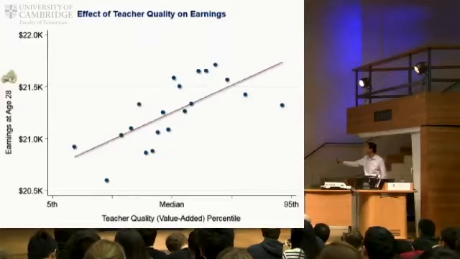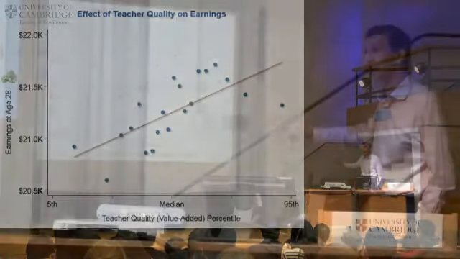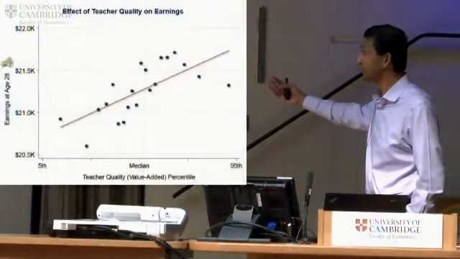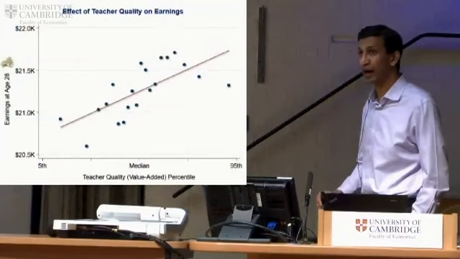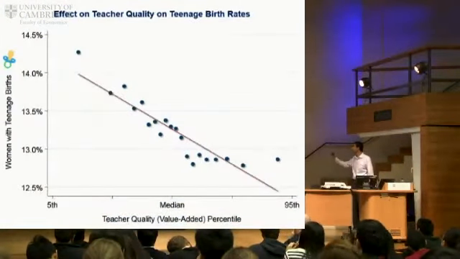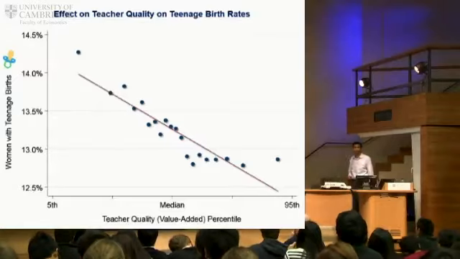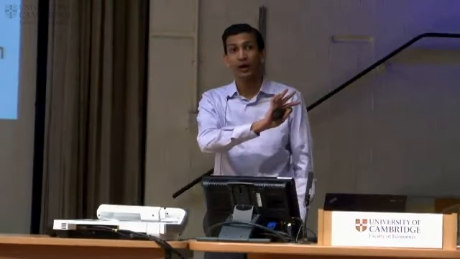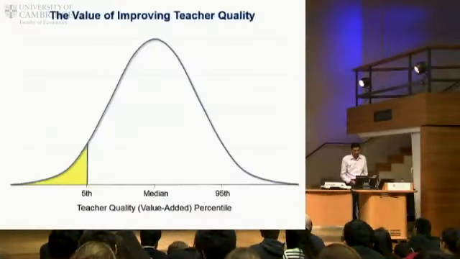Similarly, you see that if you happen to get a high value added teacher, you're earning significantly more as an adult than if you have a low value added teacher. And I'll come back to talk about the magnitude of this effect in a second. And then taking another outcome, the fraction of women with teenage births, you're less likely to have a teenage birth if you happen to have a high value added teacher when you're in elementary school than if you have a low value added teacher. So on a number of dimensions, it looks like teacher quality has these significant long-term impacts.